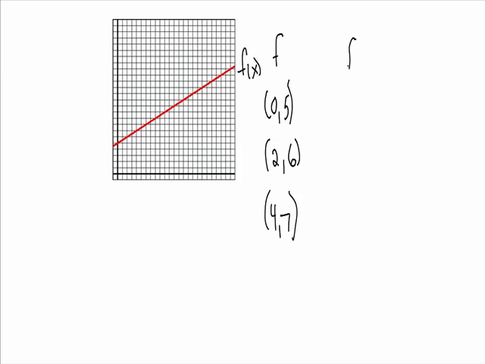If I wanted some points on f inverse, all I do is take those points and reverse the coordinates. So I'd have (5, 0), (6, 2), (7, 4). And so if I went on my graph, there's 1, 2, 3, 4. Looks like there's (5, 0). Then I'd have (6, 2). And then I'd have (7, 4).